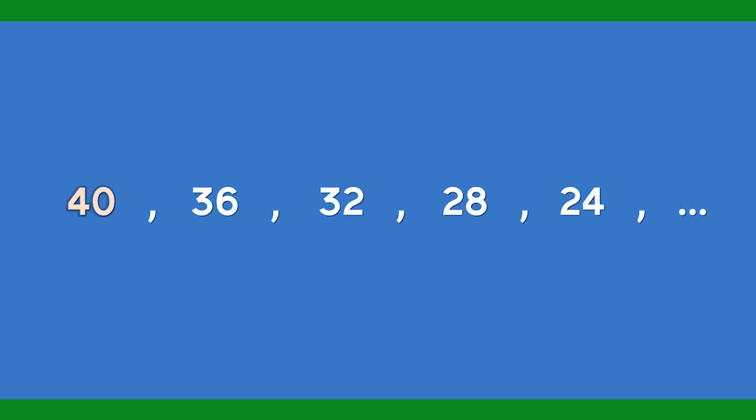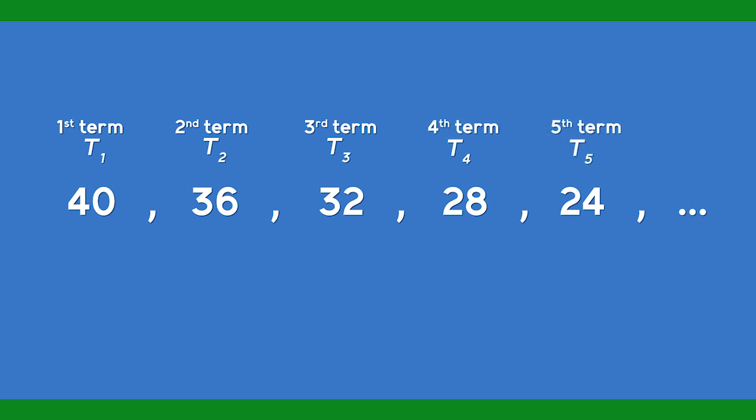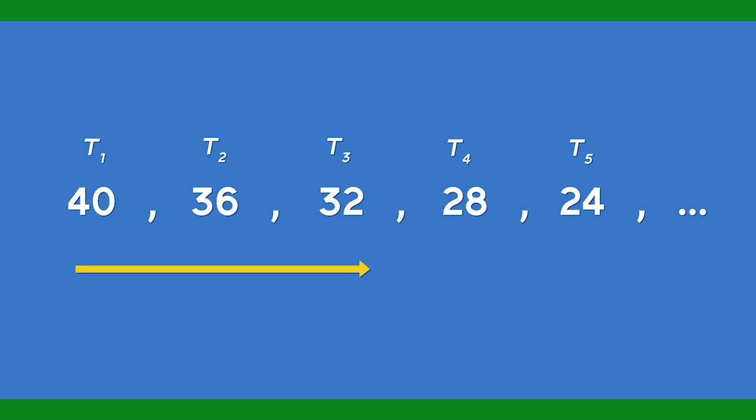Let's look at the next number sequence of 40, 36, 32, 28, 24, and so on. Let's look at the terms in this sequence. The first term is 40. The second term is 36. Third term is 32, and so on. We can see that the numbers are arranged from big to small. Observe that the numbers in the sequences are decreasing.